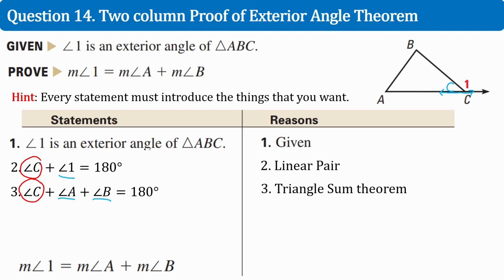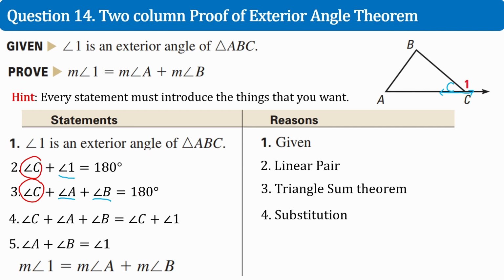The way we do that is to set up an equation. So angle C plus angle A plus angle B has to be equal to angle C plus angle 1. Why? Do you see how they both match up to 180? That is by substitution. Since now they're equal to each other, we can do some subtraction. So we can subtract angle C from both sides, and we have angle A plus angle B is equal to angle 1. That is by subtraction.